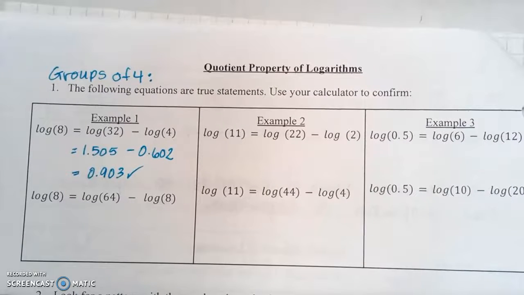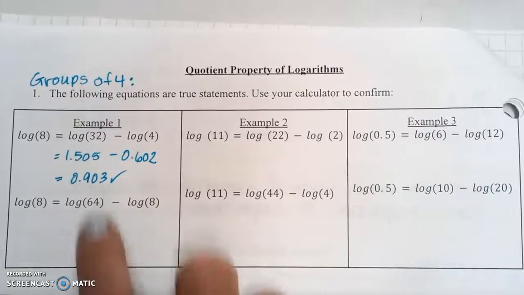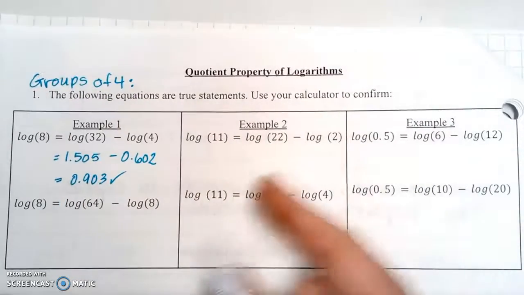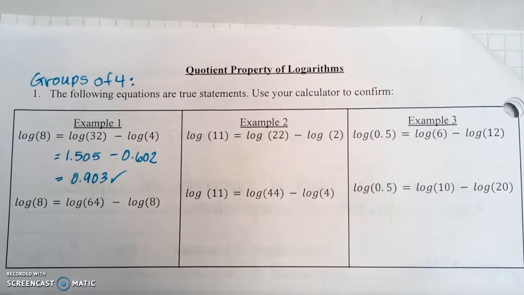All right. So since we had the product property, now we're going to have the quotient property. So we're going to do basically the same thing here. I'm going to do the first one with you. Then when you get in your groups of 4, you'll figure out all the decimals and make sure it's true. It says the following equations are a true statement. Use your calculator to confirm.